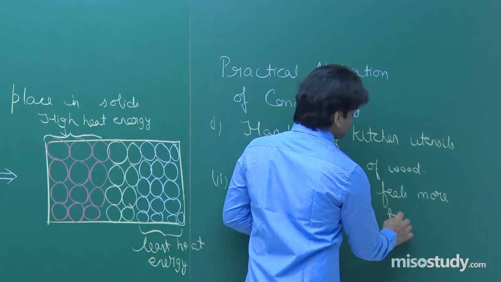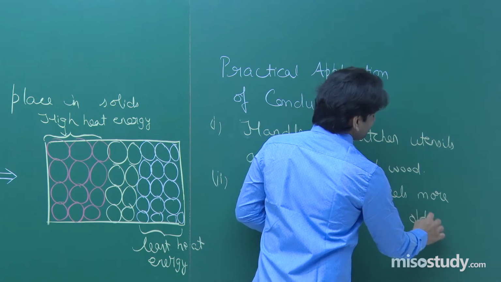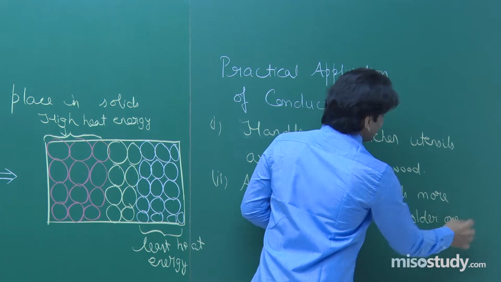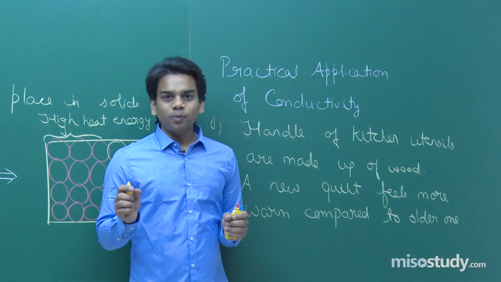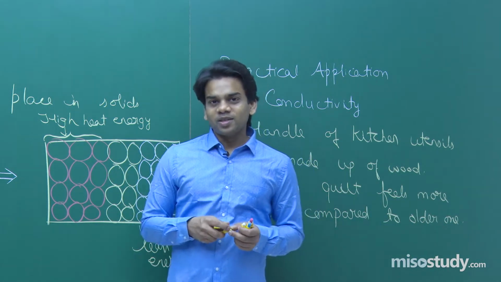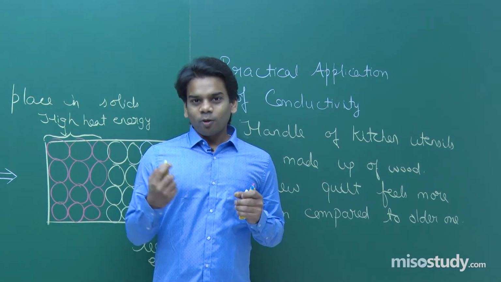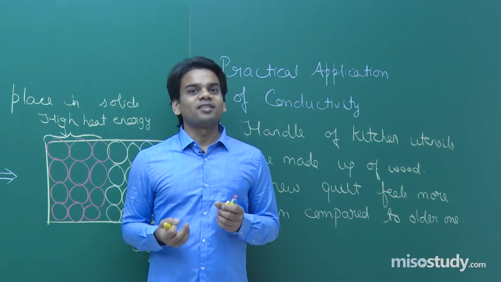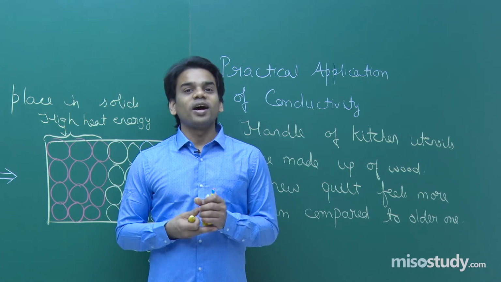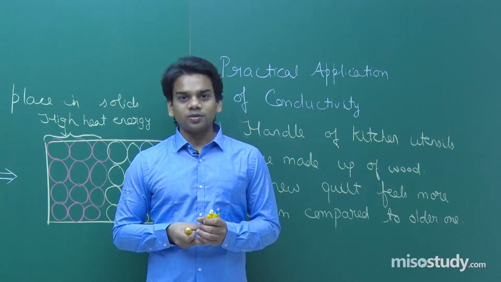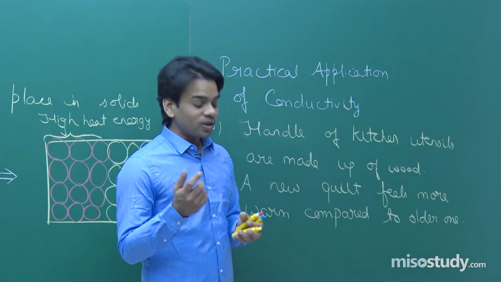Now see, in the new quilt, there will be pores where air will be trapped. Now air is a bad conductor of heat. So whatever heat our body has is not transmitted to the external environment, and that's why we feel warmer in a new quilt, because it has more tiny pores.